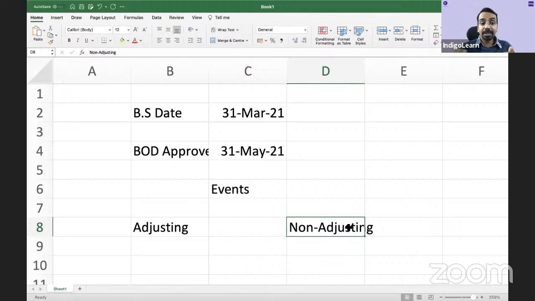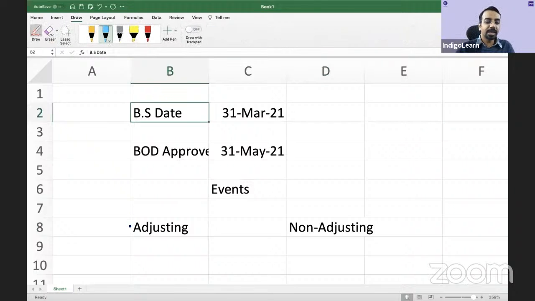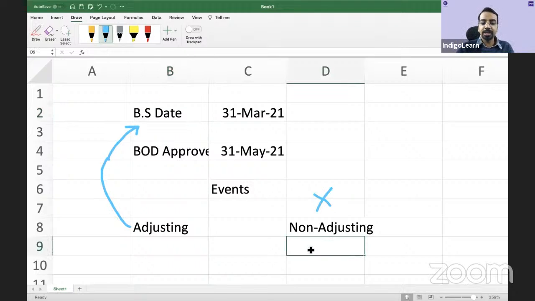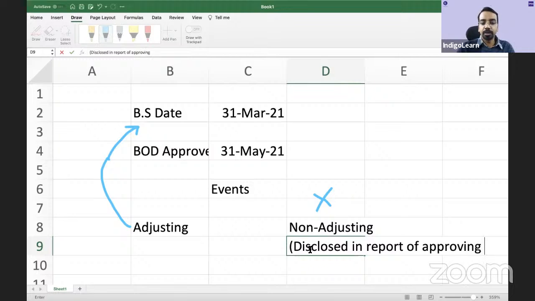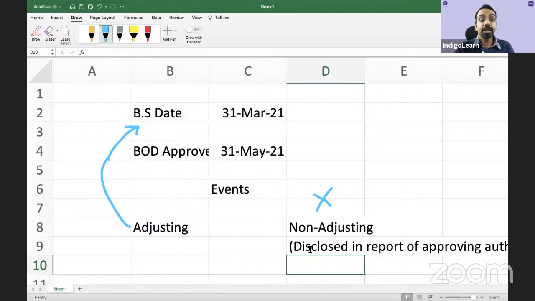Now, adjusting event, the name itself suggests these have to be adjusted in this particular balance sheet or financial statements. So when I say adjusting event, these events are adjusted in the balance sheet. Non-adjusting events are not adjusted. What do we do in that case? These are disclosed in the report of approving authority. So maybe in the board of directors report, you can disclose these non-adjusting events.